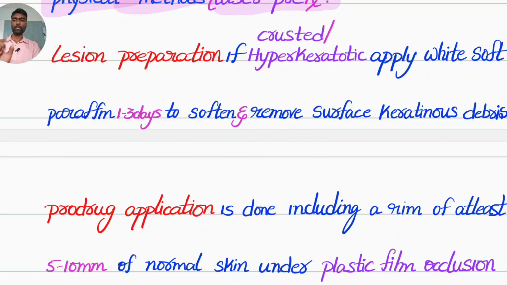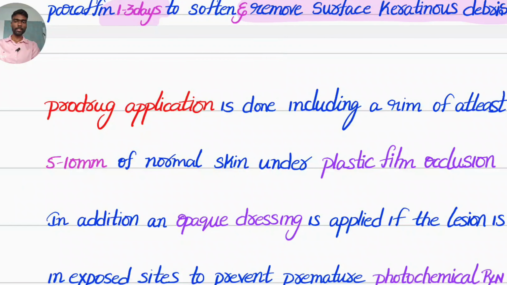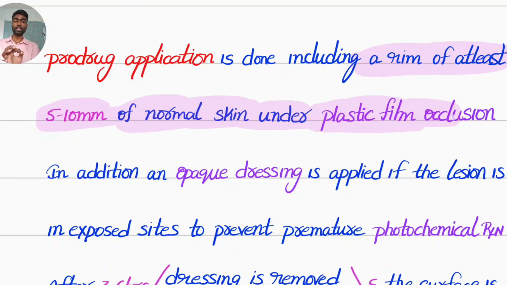Coming to the procedure proper. First we have to prepare the lesion. If it is hyperkeratotic or crusted, we will apply soft white paraffin 1 to 3 days prior to soften and remove surface keratinous debris. After lesion preparation, we have to apply the prodrug, ALA or methyl ALA, including a rim of at least 5 to 10 mm of normal skin, under plastic occlusion.